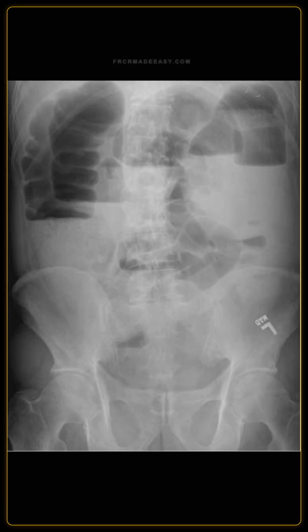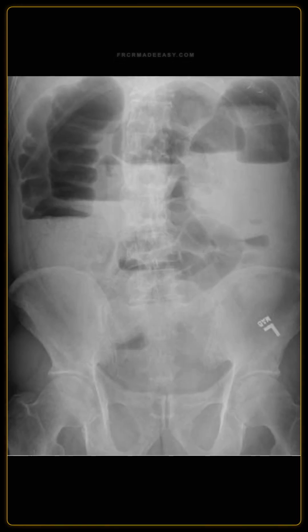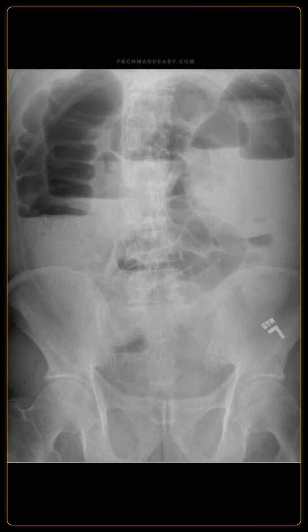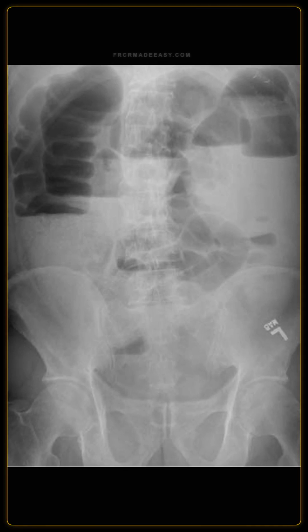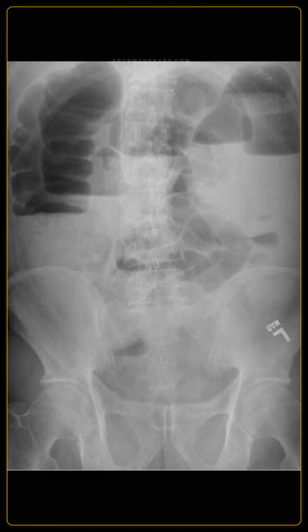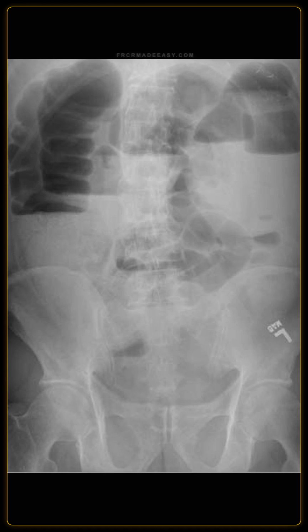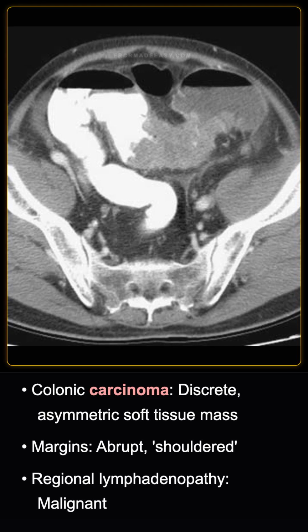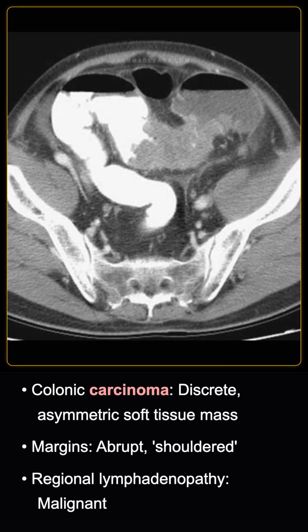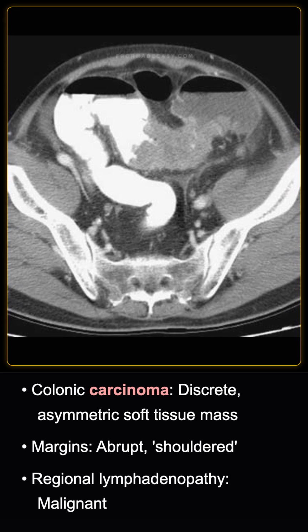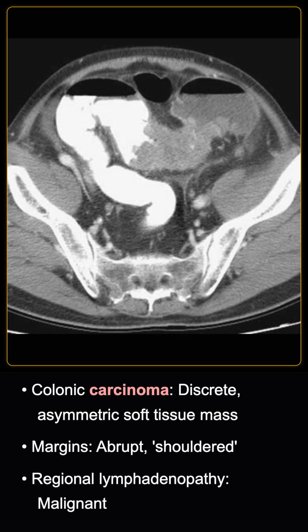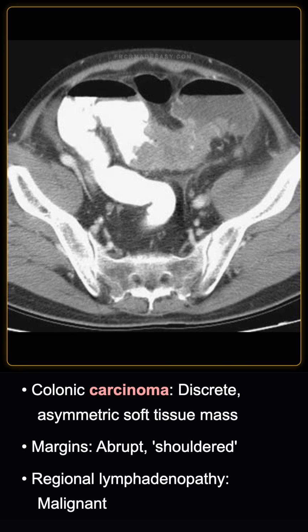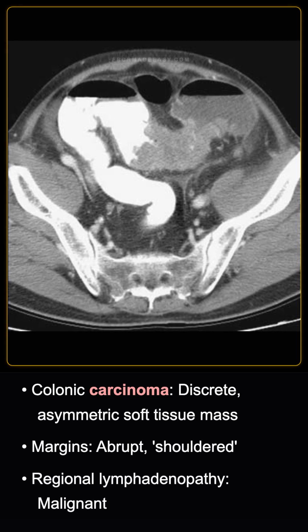obstruction. If a patient presents with a very focal area of severe colonic narrowing, how can CT help differentiate an obstructing colonic carcinoma from severe stricturing diverticulitis? While significant overlap exists, a colonic carcinoma typically presents as a discrete, asymmetric soft tissue mass with abrupt, shouldered margins, often accompanied by regional malignant lymphadenopathy.